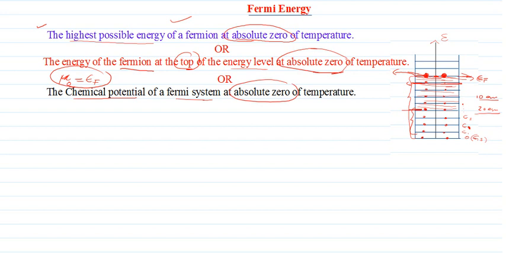So we have got enough and more definitions for the quantity Fermi energy. Now let's see. What we have concluded is that at absolute zero, all energy levels up to E equal to EF will be completely filled, and the levels above E equal to EF are completely empty. So these are all empty.